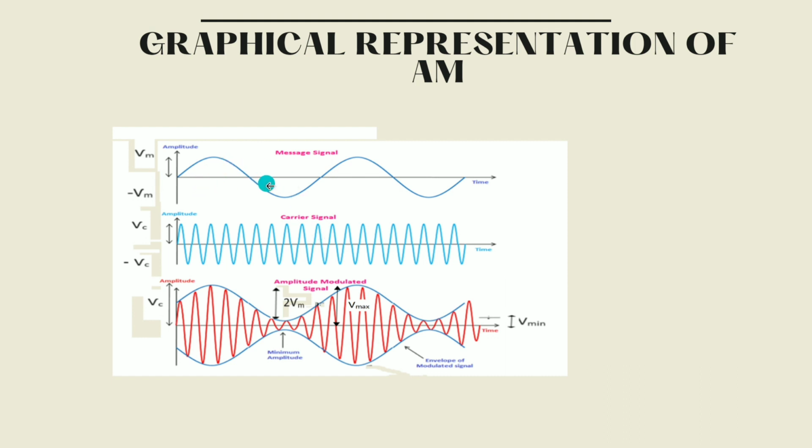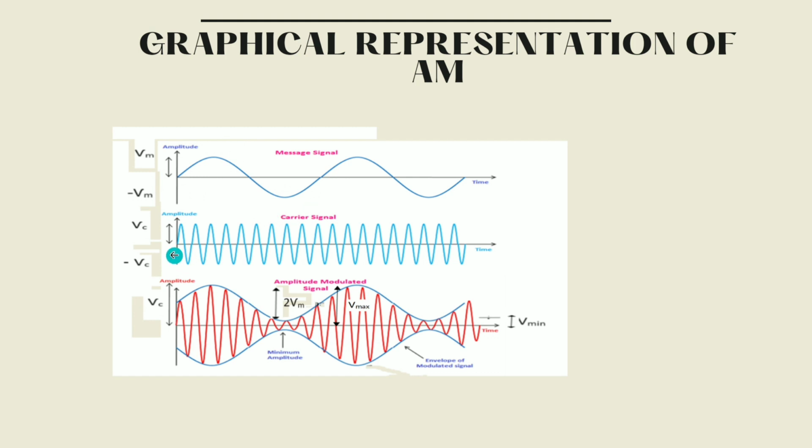For the message input signal, Vm is the peak amplitude of the message input signal, that is, the positive peak amplitude of the message input signal. And at the other end, the negative peak amplitude of the message input signal is nothing but minus Vm. If it is a low frequency signal, it means the corresponding time period should be very high.